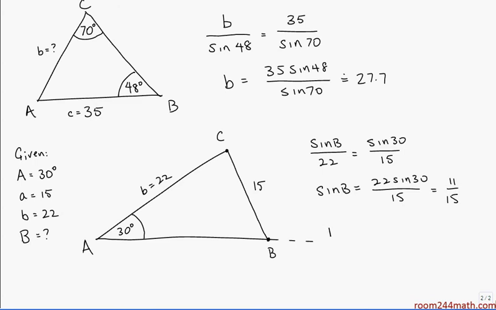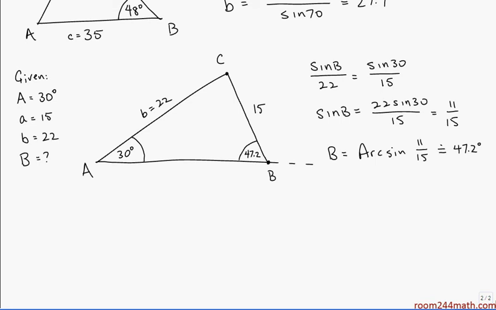Now, if I know what the sine of an angle is, I can use arcsine to find the angle. So I can say B is just equal to arcsine of 11 over 15. And I can punch that into my calculator, and I can get an angle. Turns out to be 47.2 degrees. So this angle is 47.2 degrees. End of story. Well, maybe not quite.